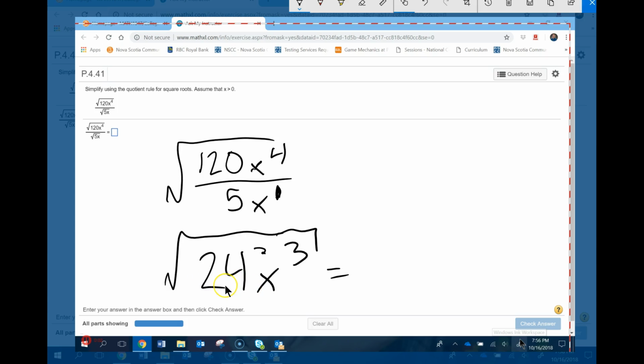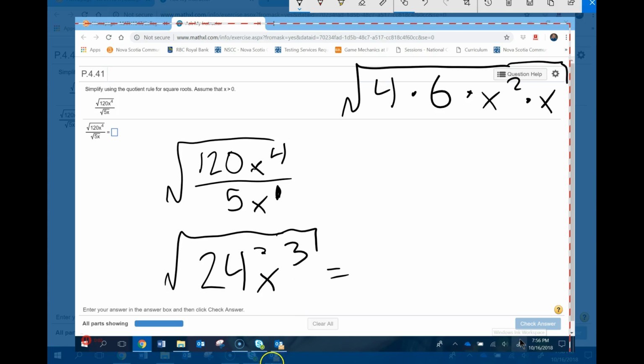So 24 is going to break down as the square root of 4 times 6, right? Where 4 is the biggest perfect square that I can factor out of 24. We can't do 12. 12 is not a perfect square. 16 doesn't work. Now what we're going to do with our x's, I'm going to pull out the biggest perfect square that I can with my x's, and that's going to be x squared. So again, I'm going to rewrite this x cubed as x squared times x.